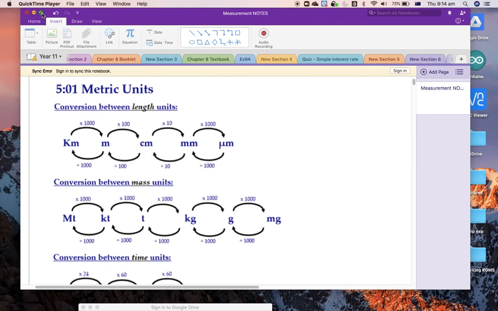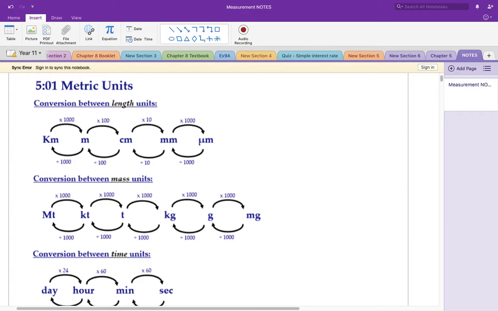Welcome back to this term. So starting this week we're going to do measurement. It is a long topic and I think we'll maybe use 2-3 weeks, 3 weeks to finish it, but we'll see how we go.